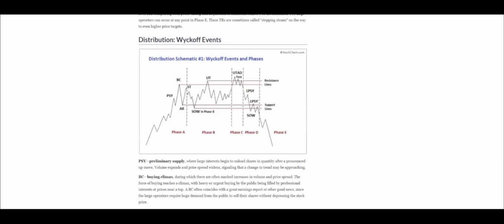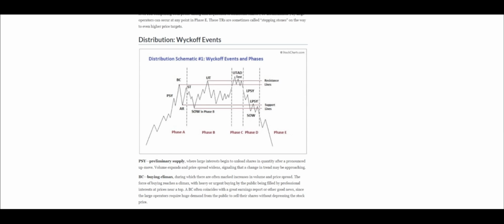Now moving on to the distribution schematic. In essence, the distribution schematic works in the opposite way of the accumulation schematic I spoke about in the last video, but with slightly different terminology. So in phase A, the first phase occurs when an established uptrend starts to slow down due to decreasing demand. Now the preliminary supply, the PSY, suggests that the selling force is showing up, although still not strong enough to stop the upward movement.